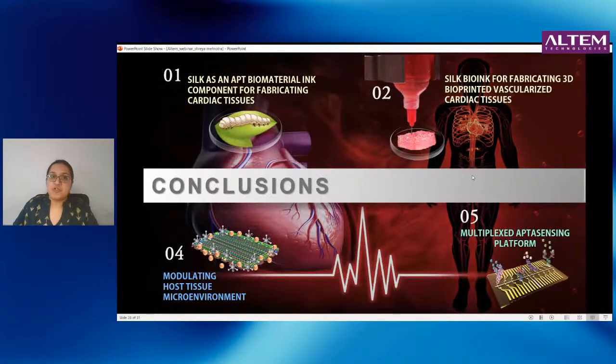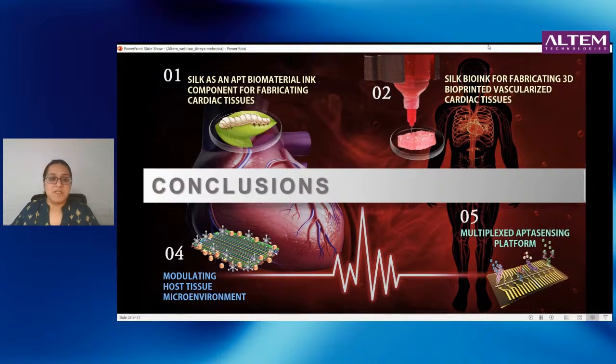And coming to conclusions, here we have used non-mulberry silk. We have tried to promote silk as an optimal biomaterial ink for fabricating cardiac tissues, and using this kind of bioink, we could develop both vascularized as well as avascularized cardiac tissues, and these vascularized cardiac tissues could help in regeneration. We could impart specific properties like conductivity by using CNT nanofillers. We could enhance the immunomodulatory properties by adding IL-10 microspheres, as well as oxygen releasing property by using calcium peroxide microspheres.